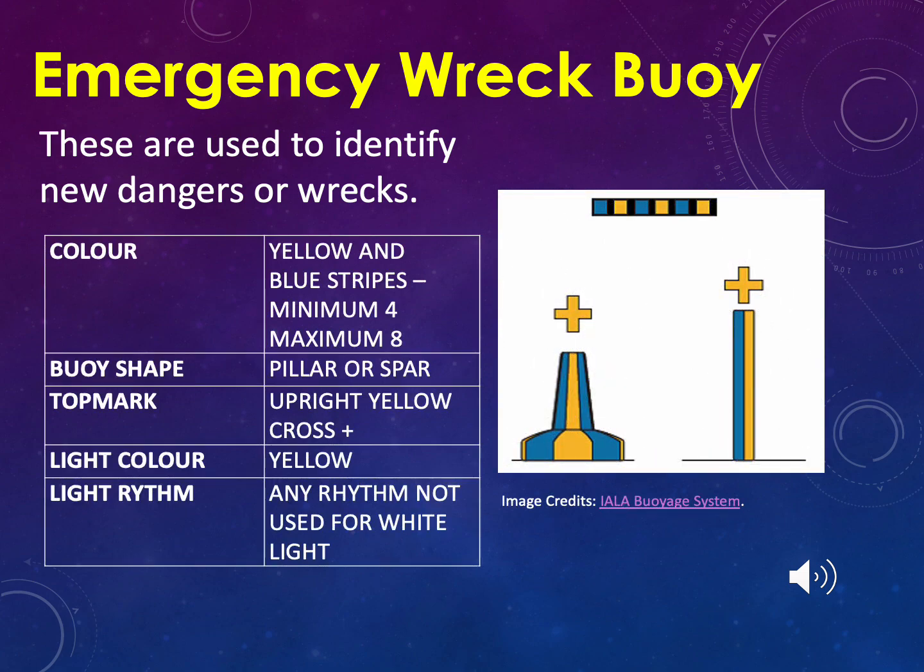Emergency wreck buoy. These are used to identify new dangers or wrecks. Color: yellow and blue stripes. Buoy shape: pillar or spar. Top mark: upright yellow cross. Light color: yellow. Light rhythm: any rhythm not used for white light.